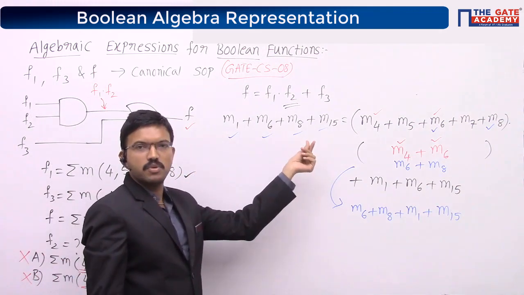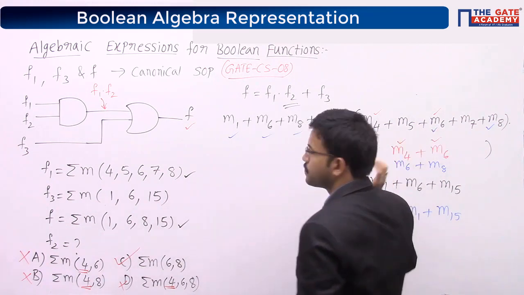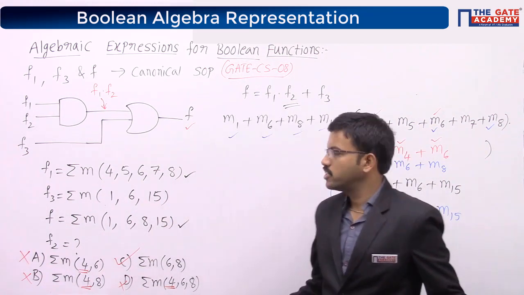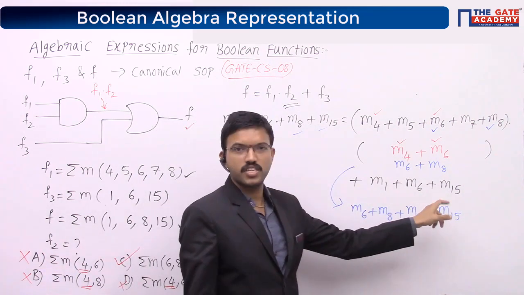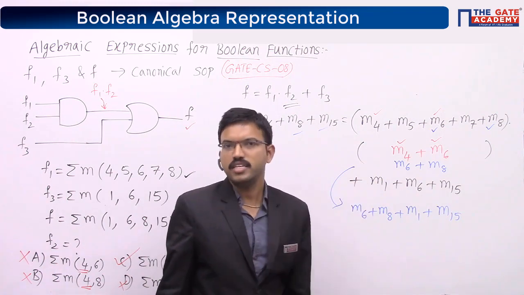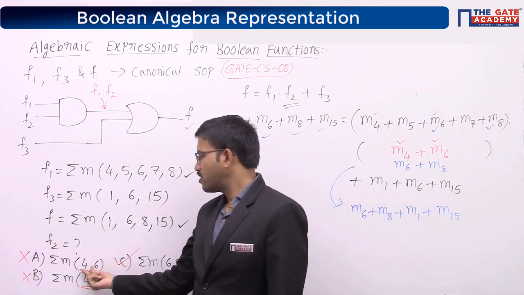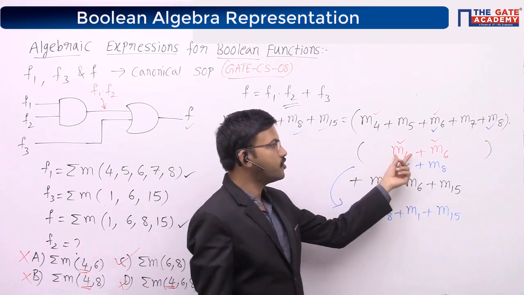So I have written it as a sum of minterms. F1 he has given as 4, 5, 6, 7, 8. F2 he has not given, so let us find out. And F3 he has given as 1, 6, 15. Now I have considered option A. We are verifying whether it is true or not. I have considered F2 as sigma m 4, 6, that means m4 plus m6.